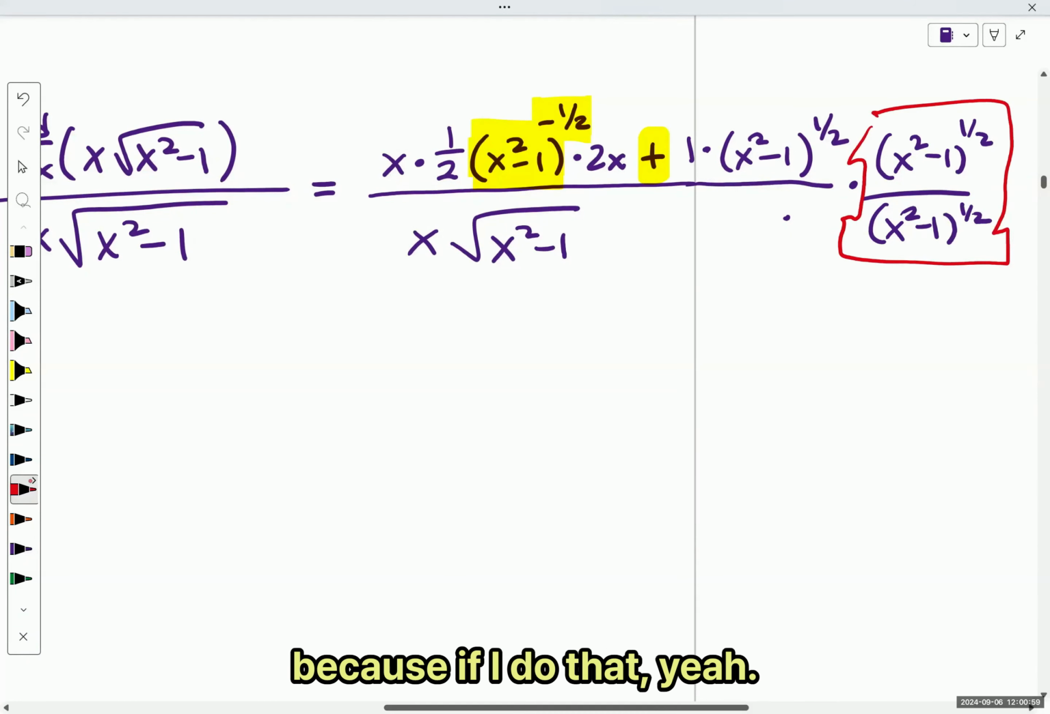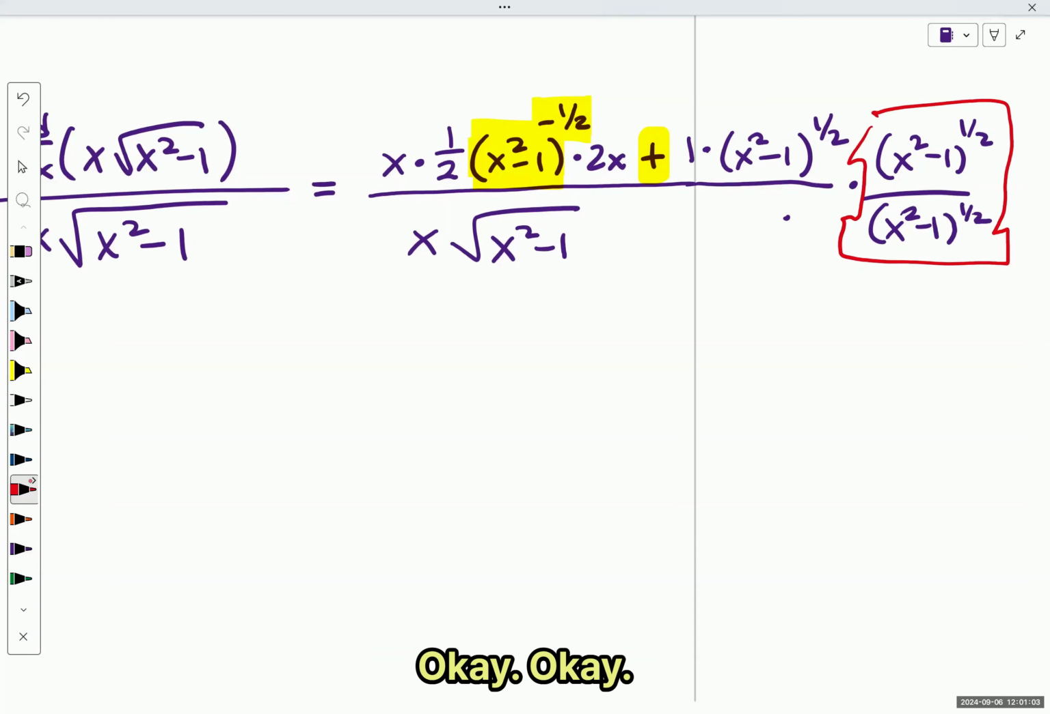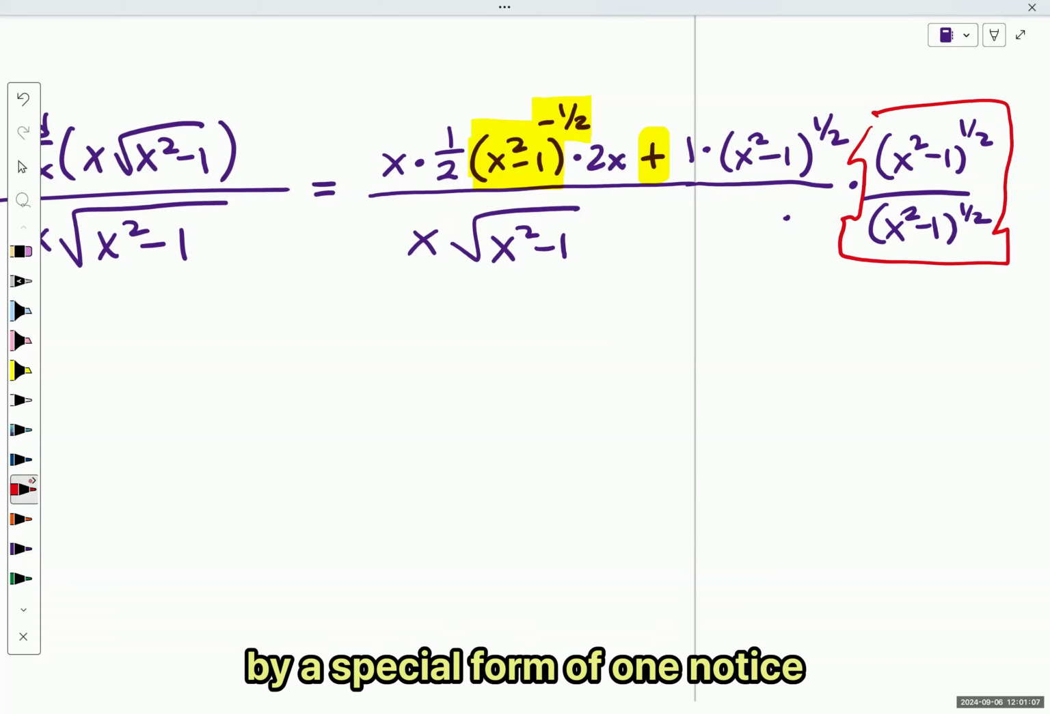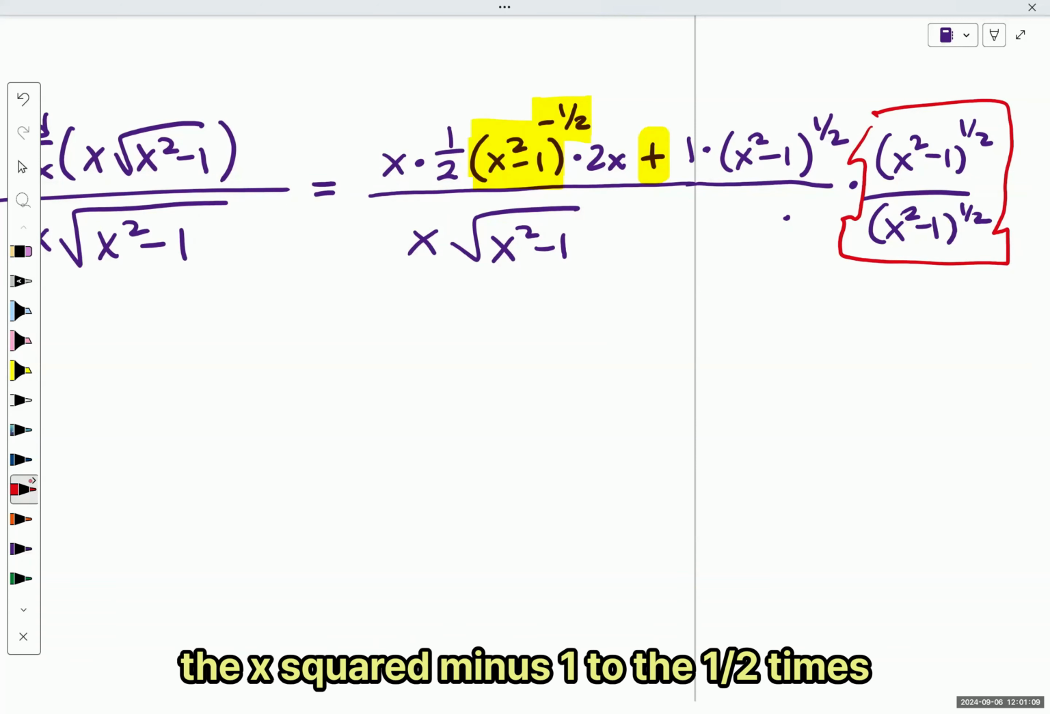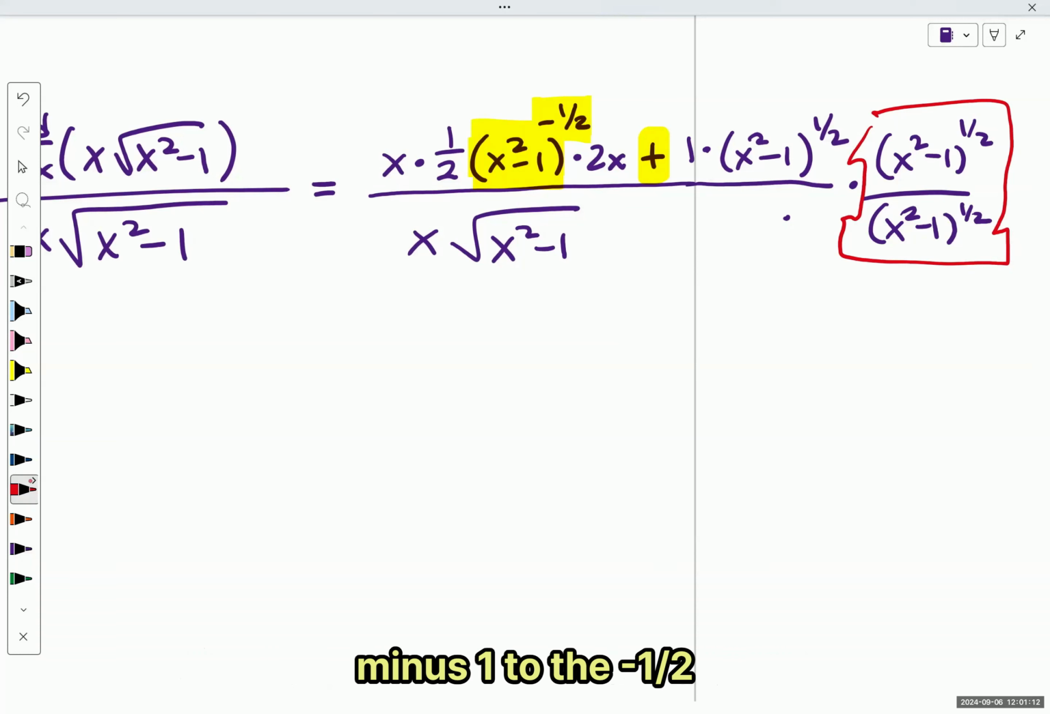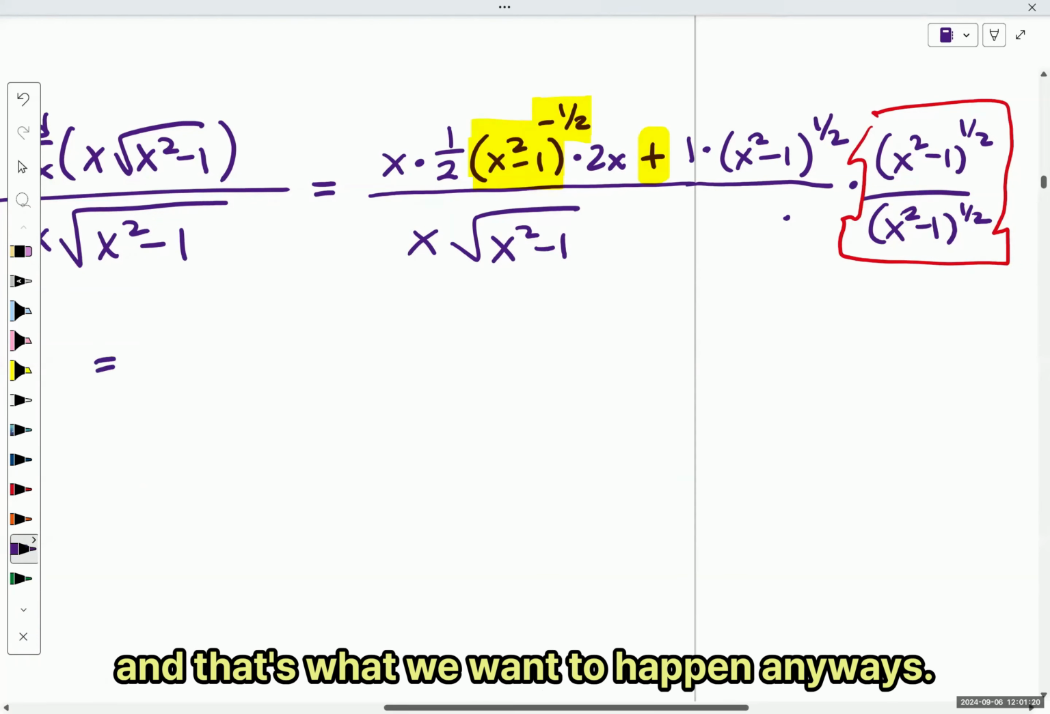Because if I do that, yeah. Oh, you found it? Okay. So if you're multiplying by a special form of 1, notice the x squared minus 1 to the 1/2 times x squared minus 1 to the negative 1/2. We add the exponents. What's negative 1/2 plus 1/2? 0. That's going to go away. And that's what we want to happen anyways.